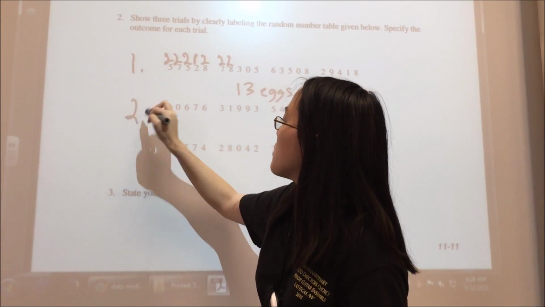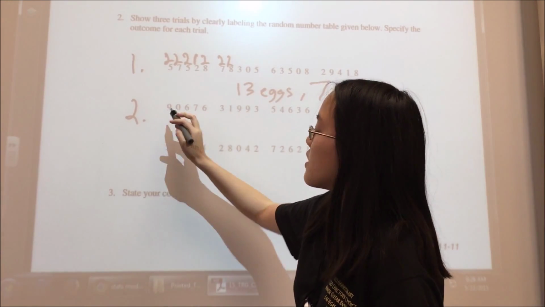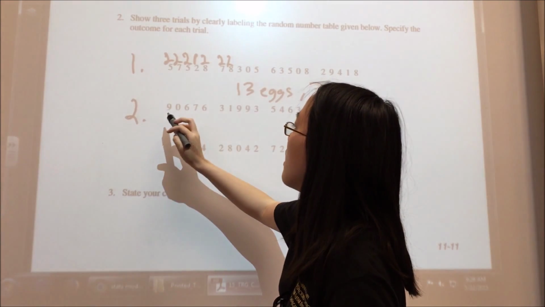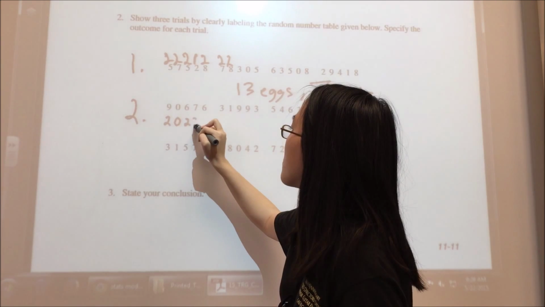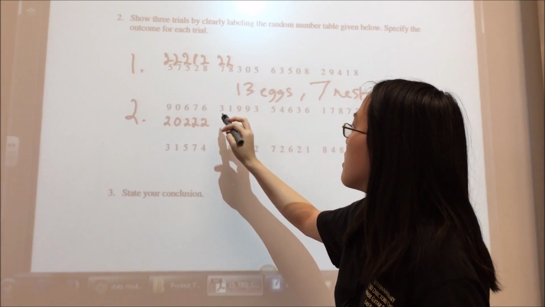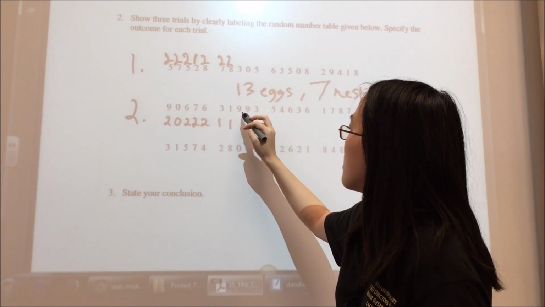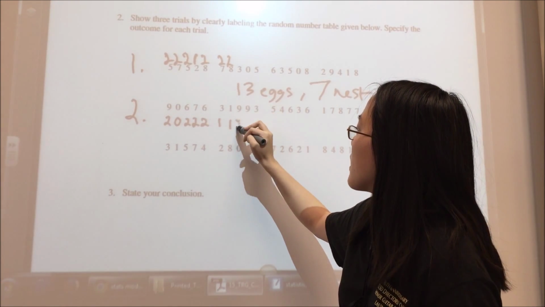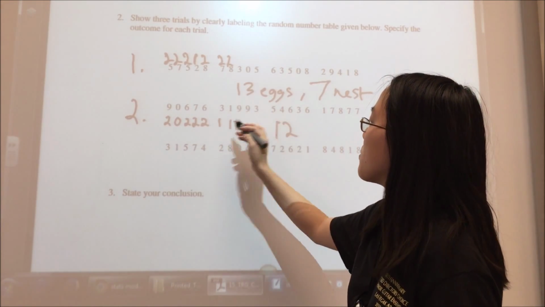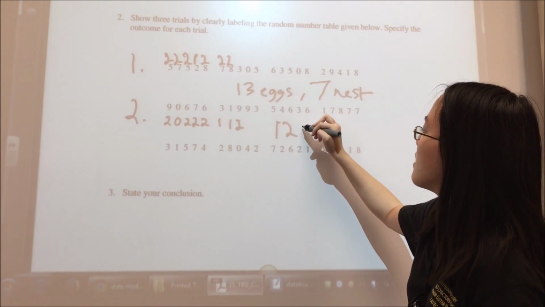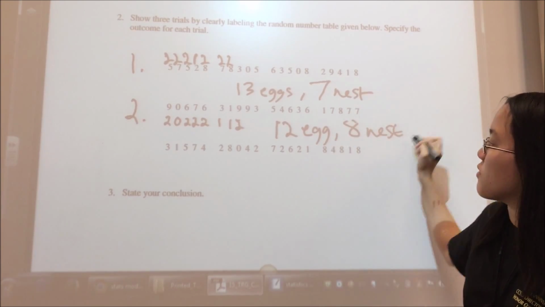Okay, so trial number 2, we're going to do the same thing. I'm just going to go a little faster here because you already get the gist of it. So this would be 2 eggs, 2 eggs, 2 eggs, 2 eggs. We have 8. And we have 1 egg, and 2 eggs. So this adds up to a total of 12. So now we have 12 eggs, so we'll stop here. And as you can see here, we visited 8 nests. So that's the outcome for trial number 2.